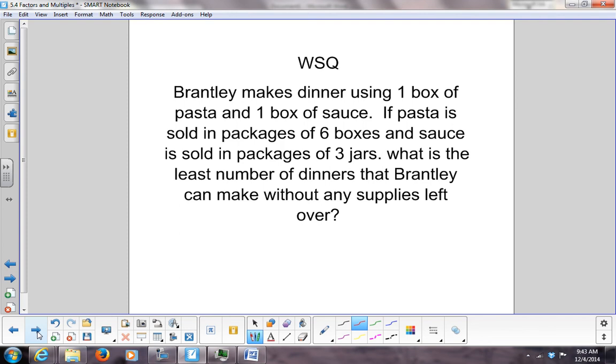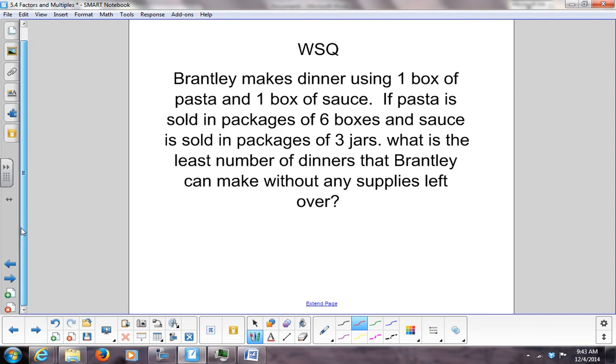Brantley makes dinner using 1 box of pasta and 1 box of sauce. If pasta is sold in packages of 6 boxes, and sauces are sold in packages of 3 jars, what is the least number of dinners that Brantley can make without any supplies left over? How do I solve this, Brantley? Well, first you would put 6 boxes of pasta and 3 jars of sauce. And do what with that?